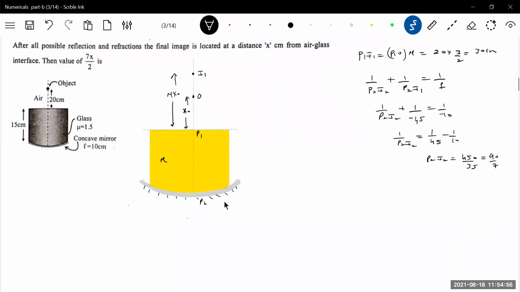You think it will lie somewhere inside this one only. It will come somewhere inside. This will be I2. From here I'll measure it. Okay, this will be a negative sign.